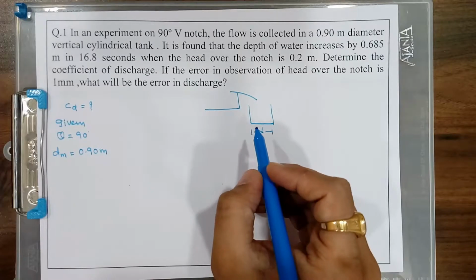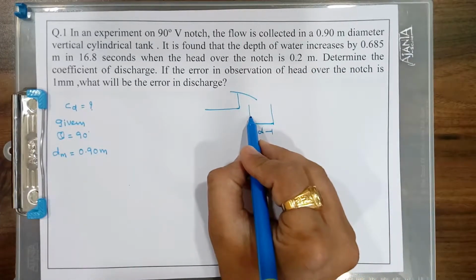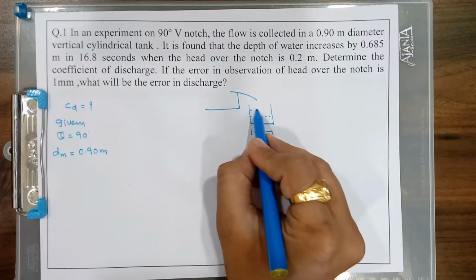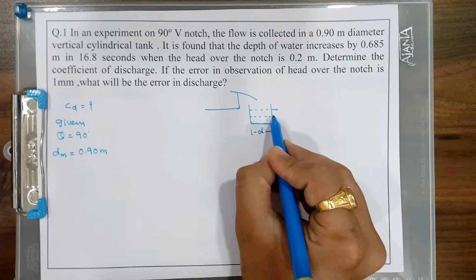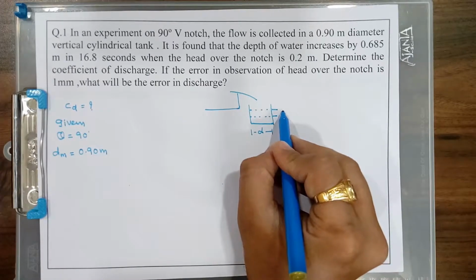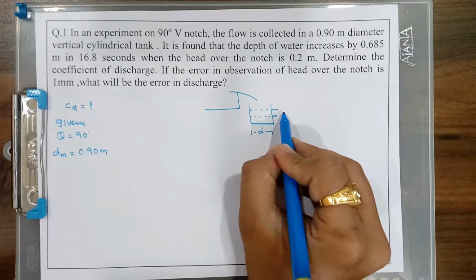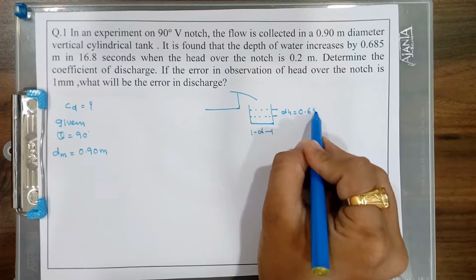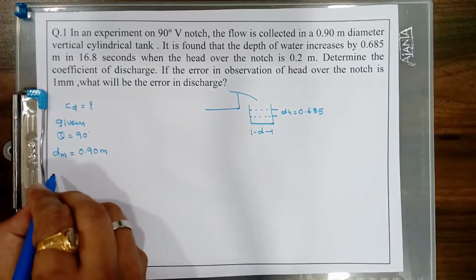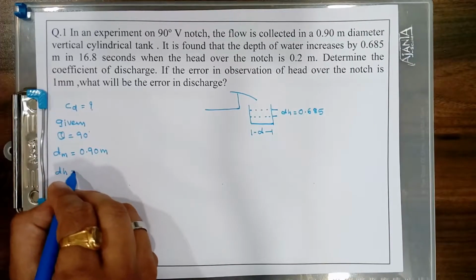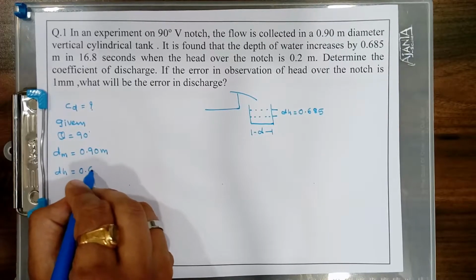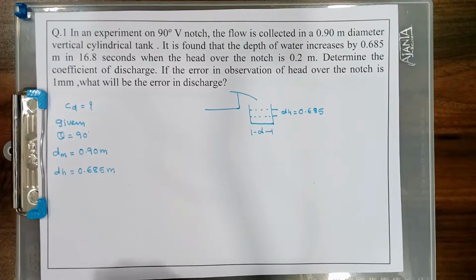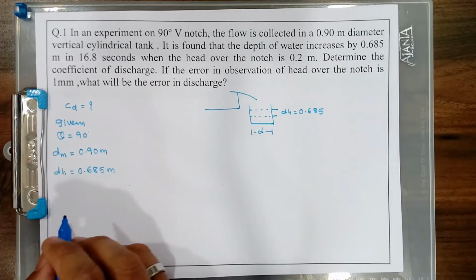Then the depth of water increase: before starting the flow there is suppose a certain height, and after the flow the difference between the initial and final is given, and we indicate it by delta H, which is equal to 0.685 meter. So the change in height of the measuring tank is dh equals 0.685 meter.